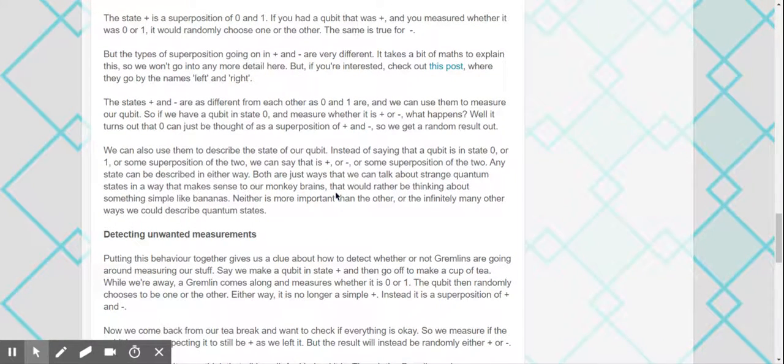We can also use them to describe the state of our qubit. Instead of saying that the qubit is in state 0 or 1, we can say it's plus or minus between the two. Any state can be described in either way. Both are just ways that we can talk about strange quantum states in a way that makes sense to our monkey brain.